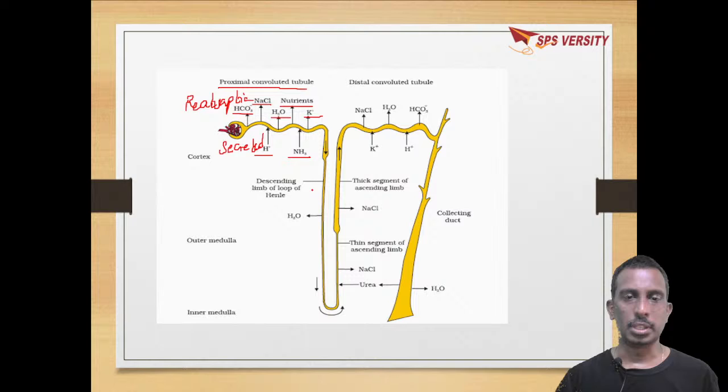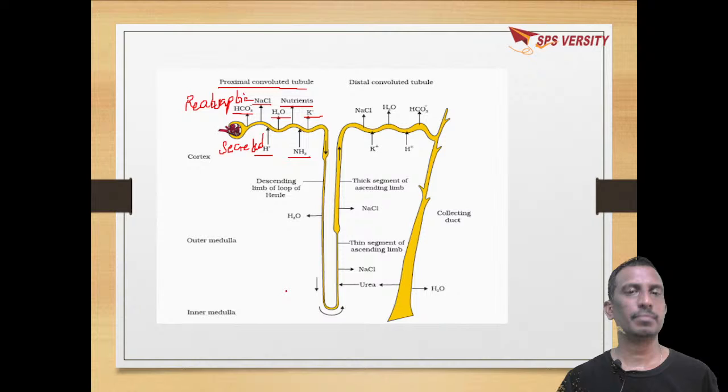So this is the loop of Henle, and this is called the descending limb of Henle, where it is permeable to water. So water reabsorption takes place, but it is not permeable to electrolytes. So this is the thick segment of the descending limb, this is the thin segment of the descending limb. So this is the ascending limb, this entire part is the ascending limb, where we can see the reabsorption of electrolytes like sodium chloride, and urea is secreted into this. So the filtrate will pass in this direction.